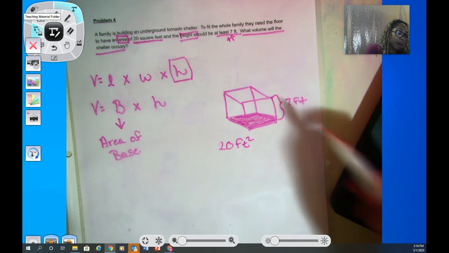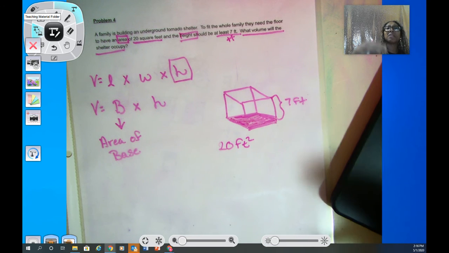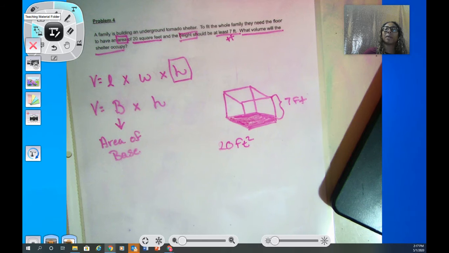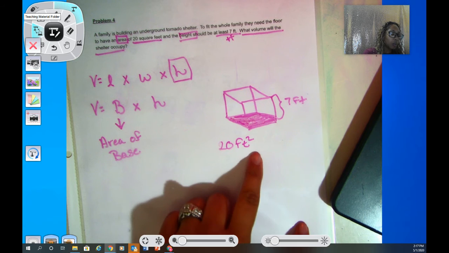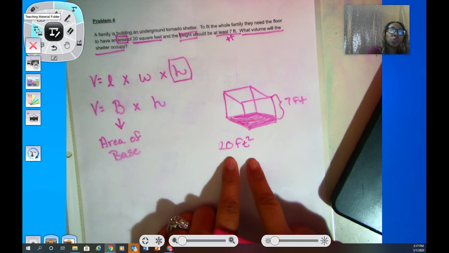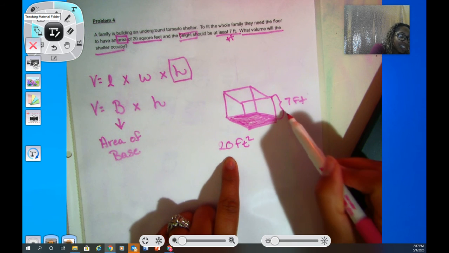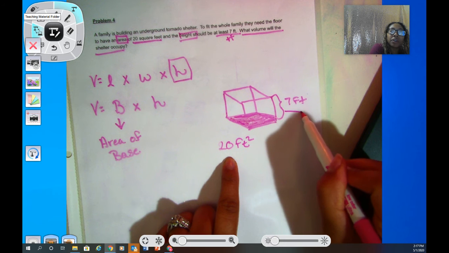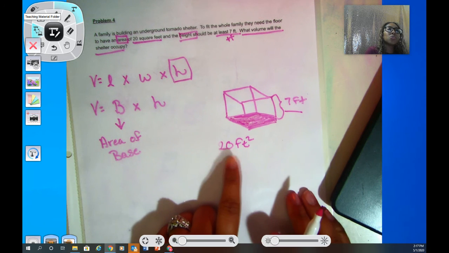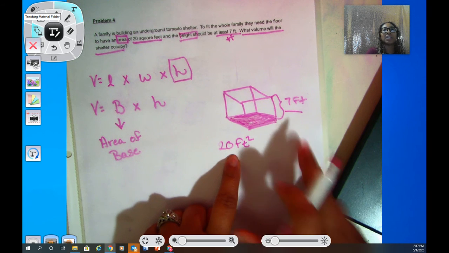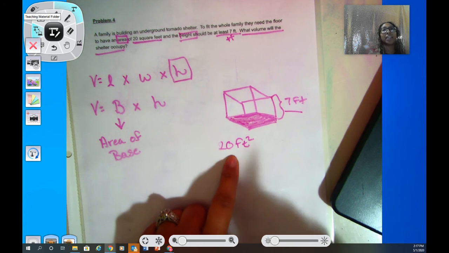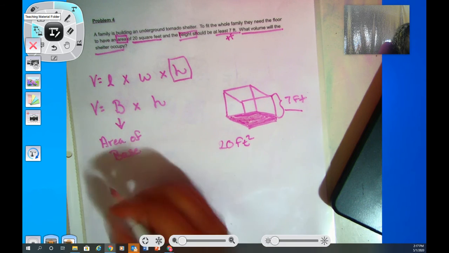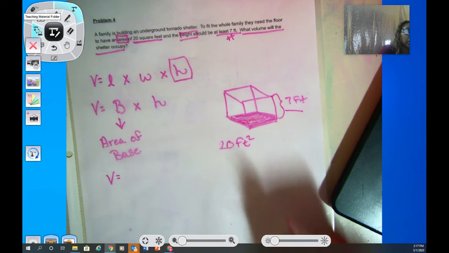And this height represents how many layers or how many floors. If you think about what we talked about when we first learned volume, about volume being layers of area, that's what we have here. We have an area of 20 square feet, but we've got 7 layers of this area. So we can use this 20 square feet and the height to find our answer for our volume. So I'm going to plug this information back into our formula.